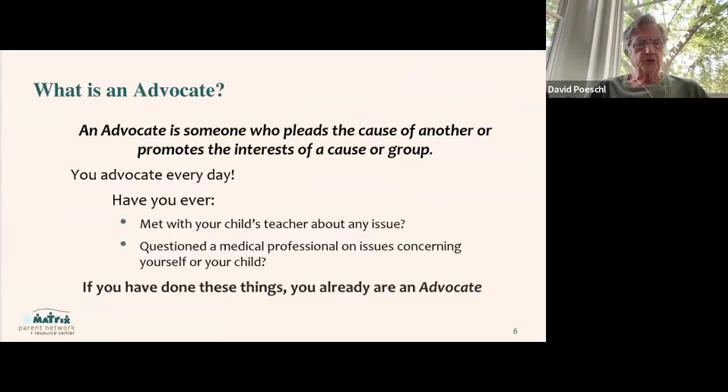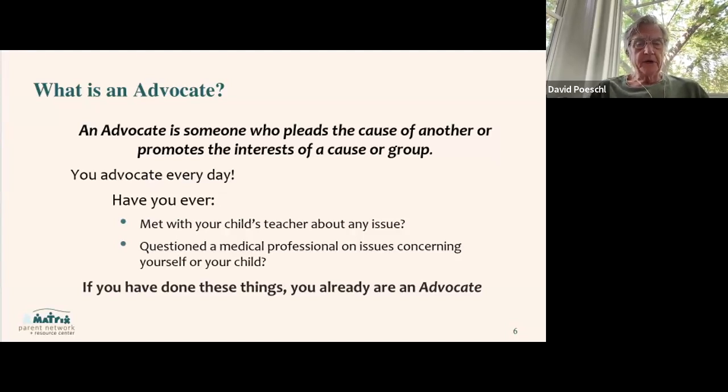So slide 6, what is an advocate? An advocate is someone who pleads the cause of another or promotes the interests of a cause or group. You advocate every day. Have you ever met with your child's teacher about any issue? Have you questioned a medical professional on issues concerning yourself or your child? If you've done any of these things, you've already been an advocate.